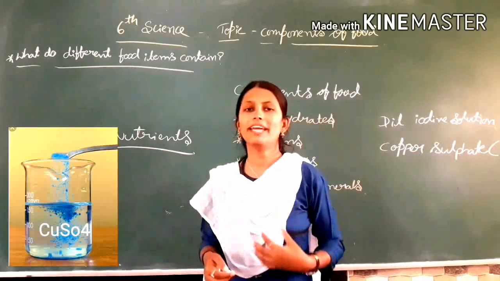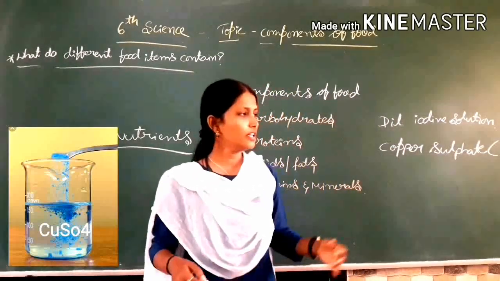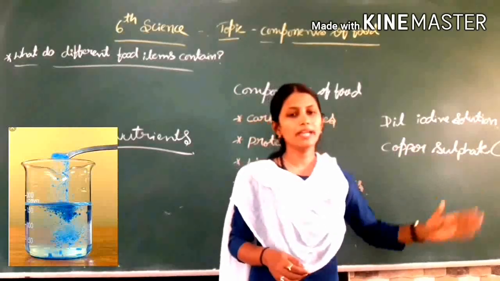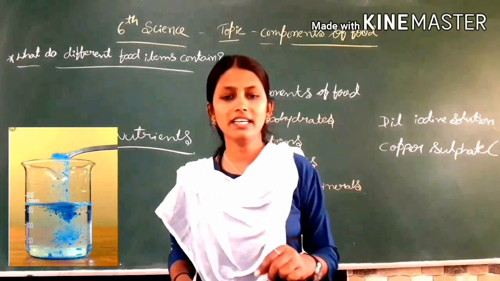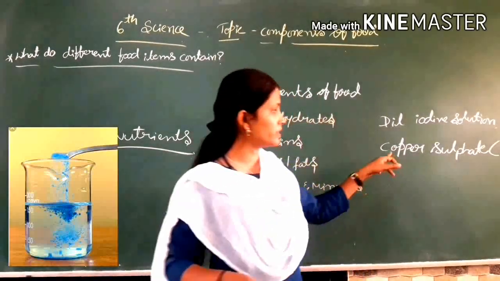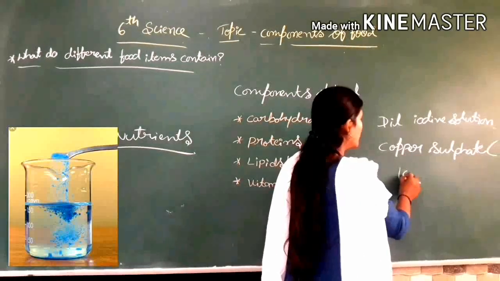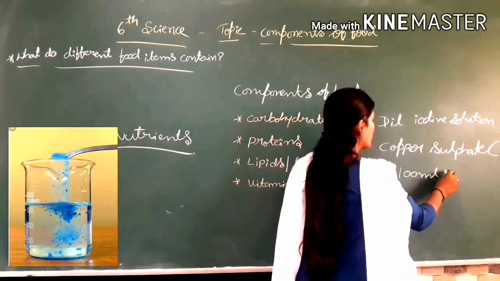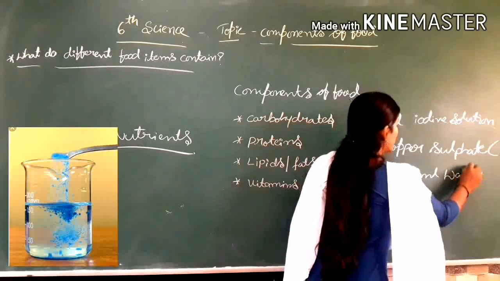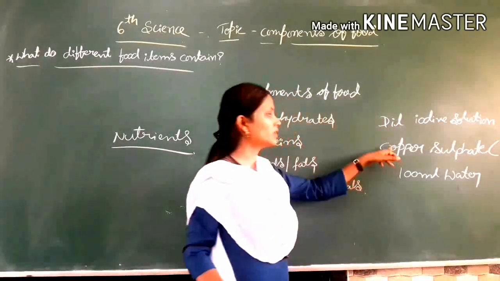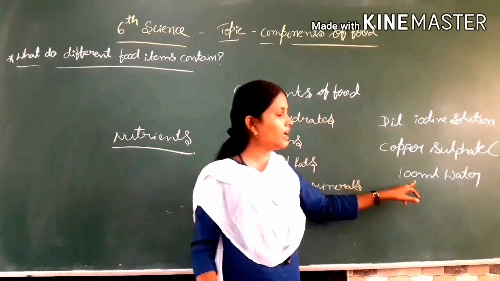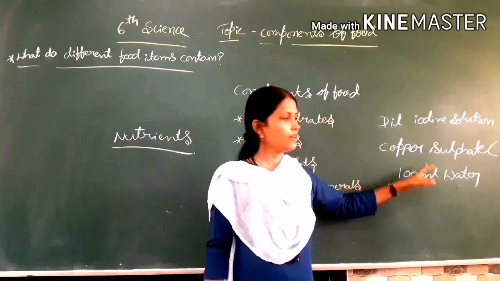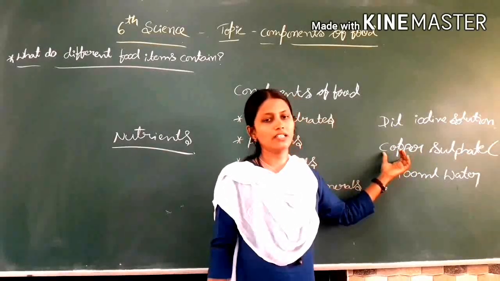Then how do we make the copper sulfate solution? Copper sulfate solution can be made by adding 2 grams of copper sulfate in 100 ml of water. Then we get the copper sulfate solution.